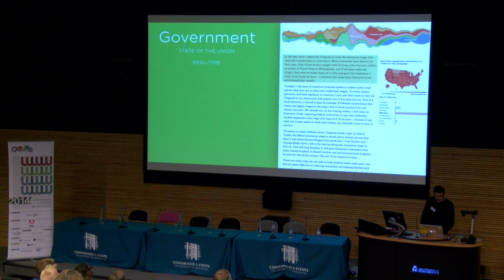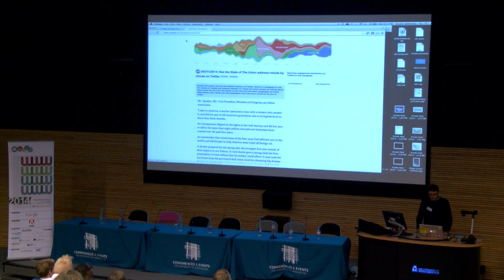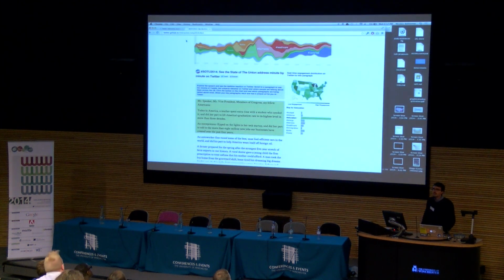What we did here is we took the transcript for the State of the Union address, and for each paragraph, we took tweets that were happening during the mention of that paragraph by the president. So basically, we have different time buckets, and we get tweets on these time buckets, and then we perform a topic analysis on these tweets to see what topics are being mentioned by these people.